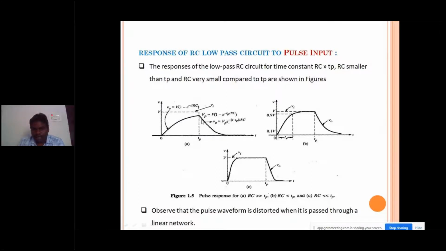Now for t greater than Tp, the output voltage is this. It starts at Vp, so Vp e to the power of minus (t minus Tp), because I am subtracting the time up to Tp. Then we'll get an expression like this.